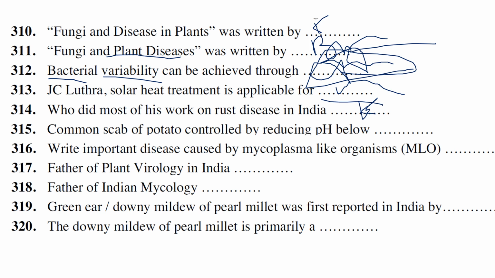Common scab of potato is controlled by reducing the pH. At what pH can we control common scab of potato? If we drop the pH to 5.2, because the disease is severe at 8.0. If we bring down the soil pH to 5.2, we can manage the disease.